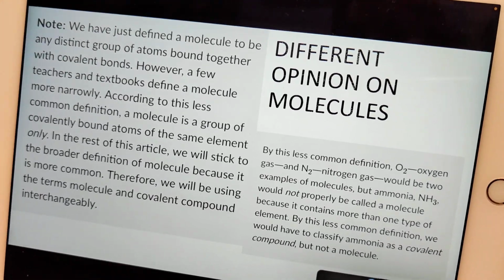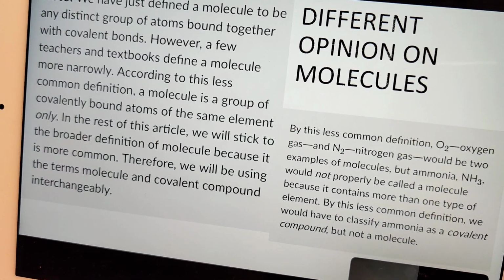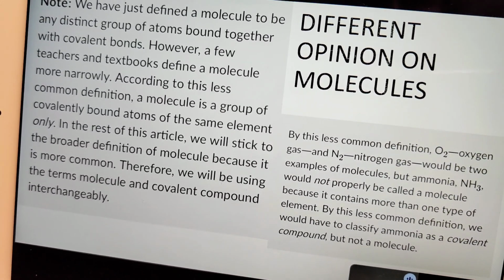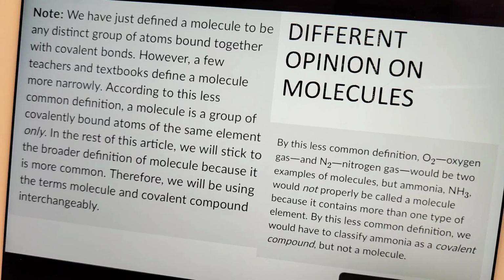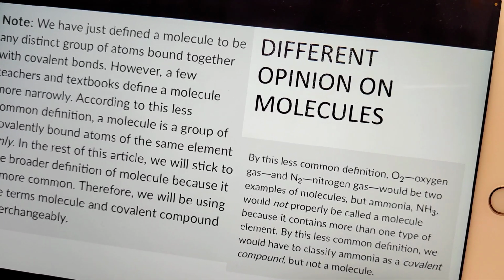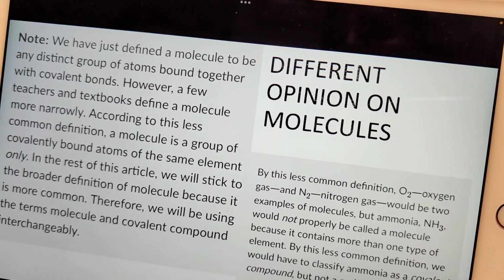Yes, same element. This is how other definitions. It's another definition of it. So I'm not sure what they require for Olympiad. I will ask them. But just remember, there are two definitions. It could be just the same element, or another broader, more common one.